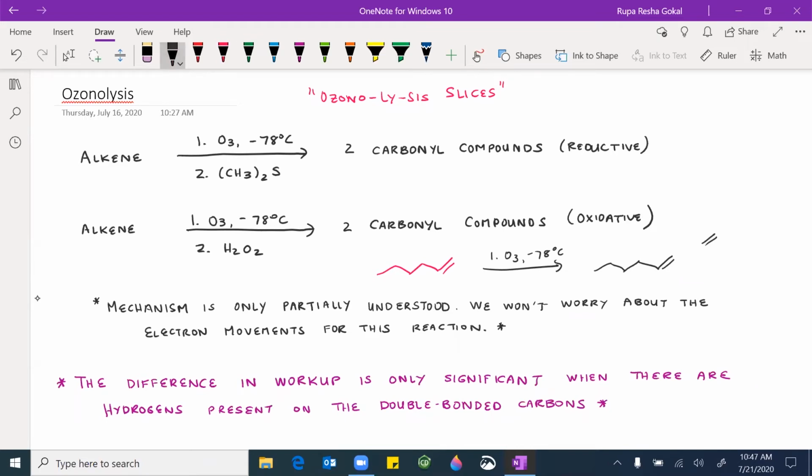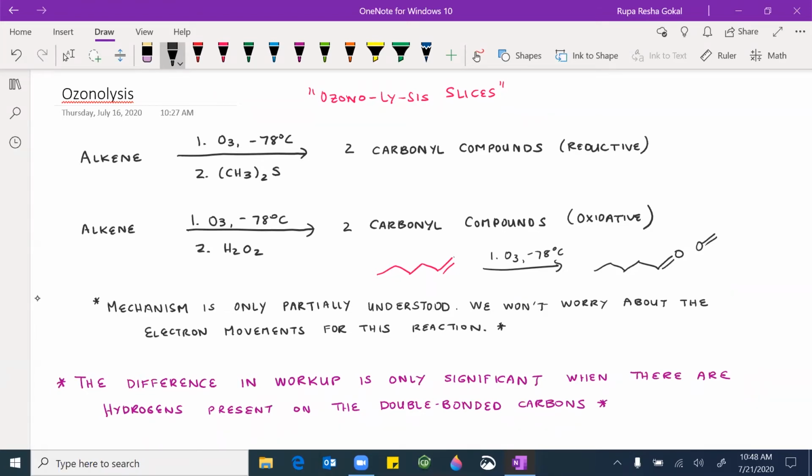So you get an oxygen here and you get an oxygen here. Okay, that's the ozone part of this. That's what it does, it cuts the double bond in half and shoves an oxygen there at the end of that pi bond, okay? What the second step does is decide whether hydrogens on the pi bond are affected or not.